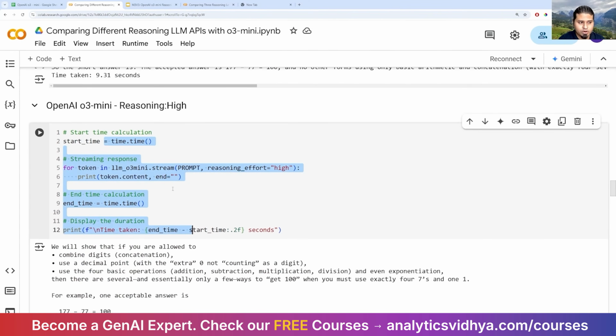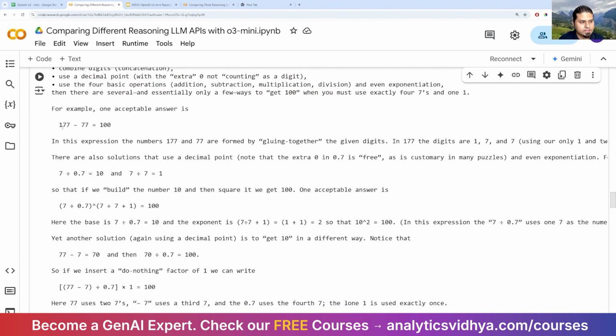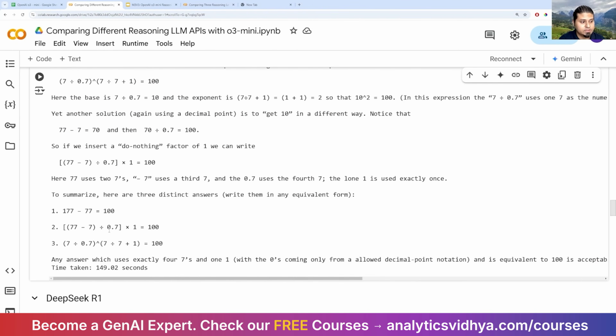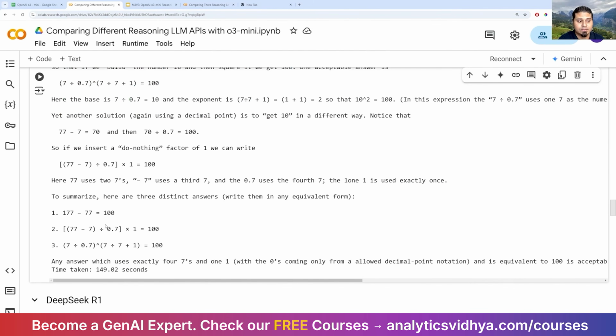And then the exact same problem, except we are using the reasoning level set to high for o3-mini, and you can see that it gives us one acceptable answer, and then it also gives us some other possible answers which are actually on the right track. Of course, some of them divide 7 by 10, which may or may not be acceptable, 1 by 10 into 7, but overall, in all the cases, it has used 7 four times and 1 once. And it took over 2 minutes, close to 2.5 minutes, to give the answer. So reasoning effort high gives us more options towards the answer, but it takes longer.